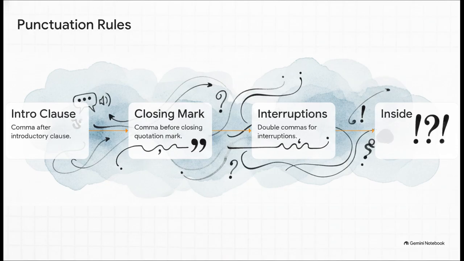First, if you introduce the speaker before the quote, use a comma. Second, if you tell us who's speaking after the quote, the comma goes inside the closing quotation mark. Third, handle interruptions with double commas. And fourth, always, and I mean always, keep your question and exclamation marks inside the quotation marks.